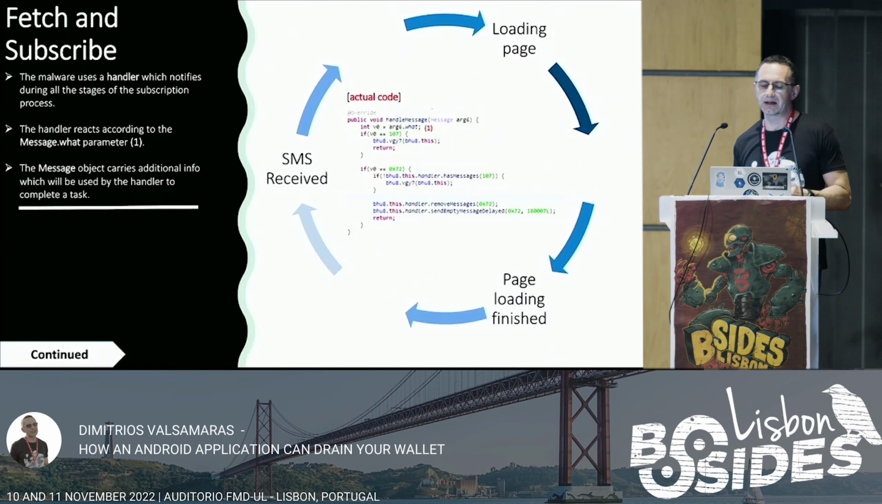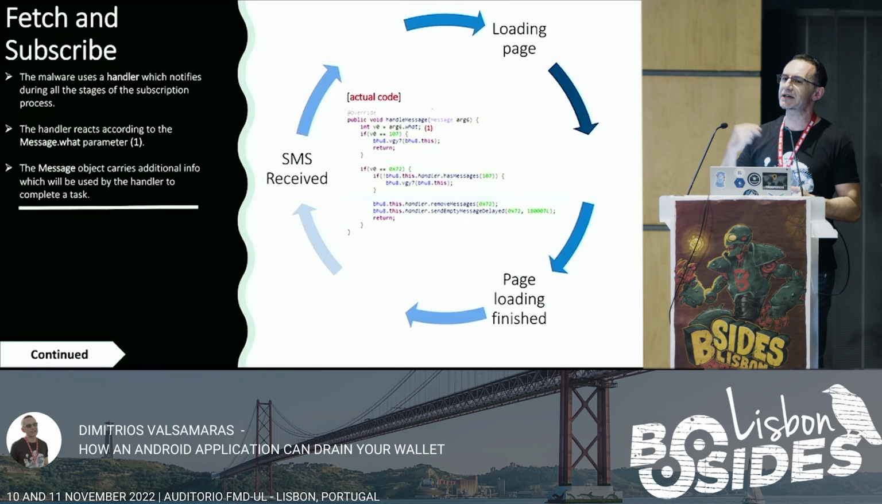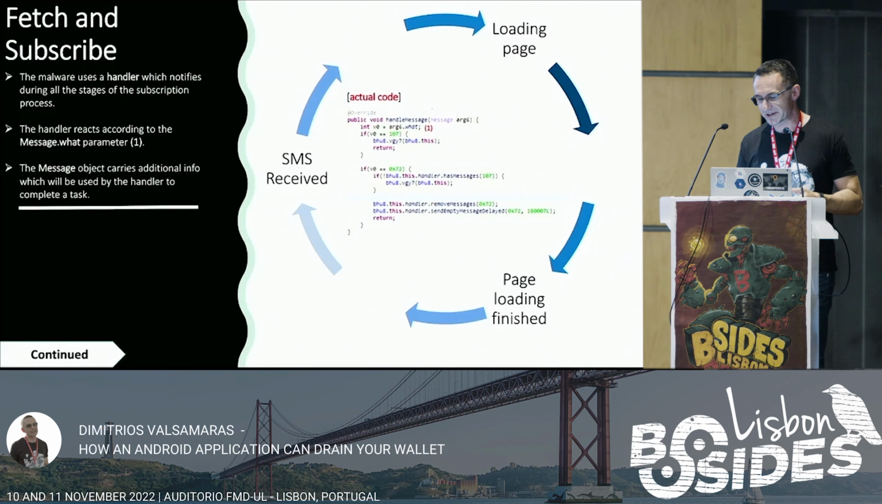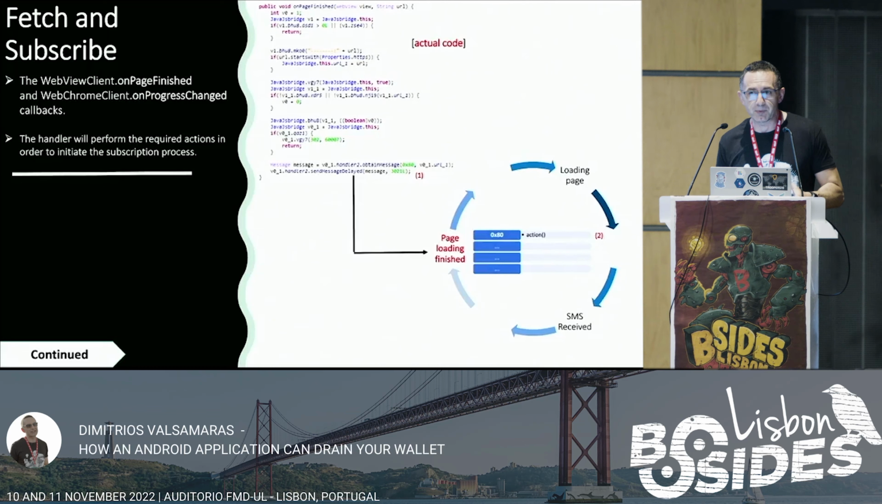So here I have, again, actual code, which, as you see, gets the message, checks the what parameter, and acts accordingly, according to the phase. So one very important phase is when the page is loaded. We are here now. I mean, we have loaded the landing page on the web view. So how now is the malware supposed to simulate the click on the subscription button?